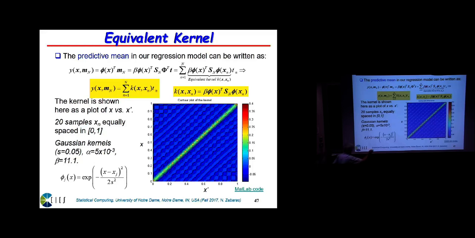I'm going to show you this in a forthcoming slide. So we call this a kernel. And then our prediction basically looks like the following. If you want to make predictions at x, evaluate these kernels over the data points xn, and then multiply with the output in your training data, and that will give you the response y at a given x.